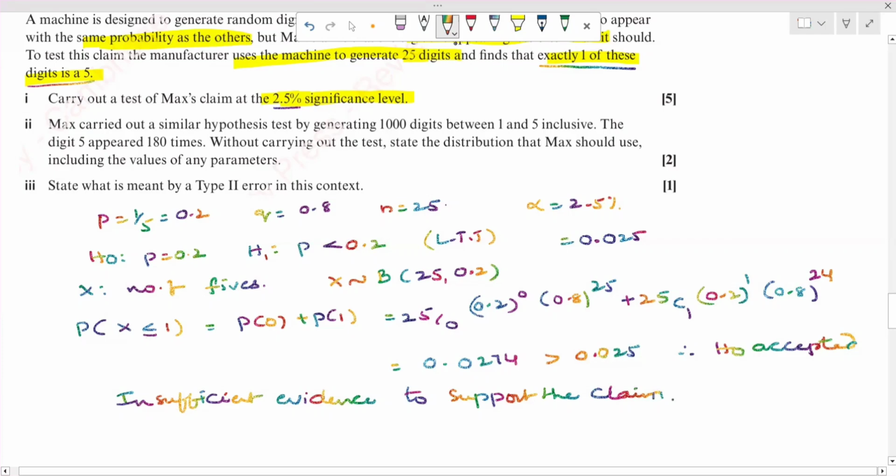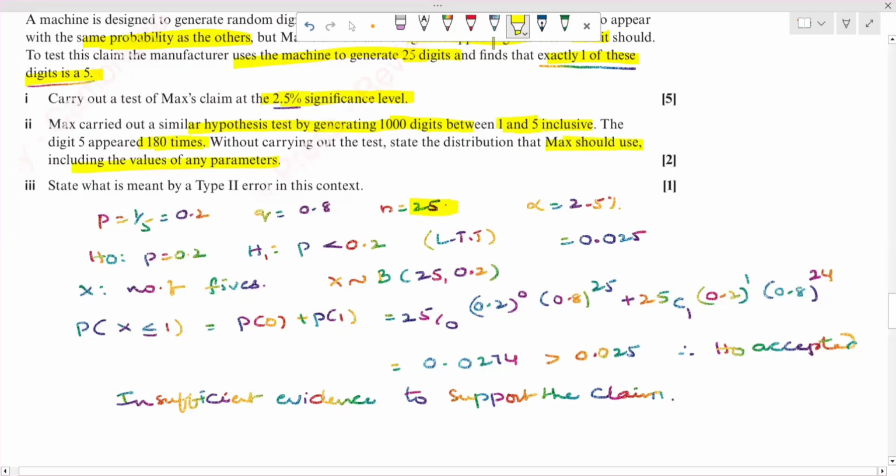Now next, what is the second part over here? I didn't read it, so once again I'm reading this one. Max carried out a similar hypothesis test generating 1,000 digits. Previously 25 digits, so now 1,000 digits between 1 and 5 inclusive, and the digit 5 appears 180 times. Now, without carrying out the test, state the distribution Max should use, including the value of any parameters.